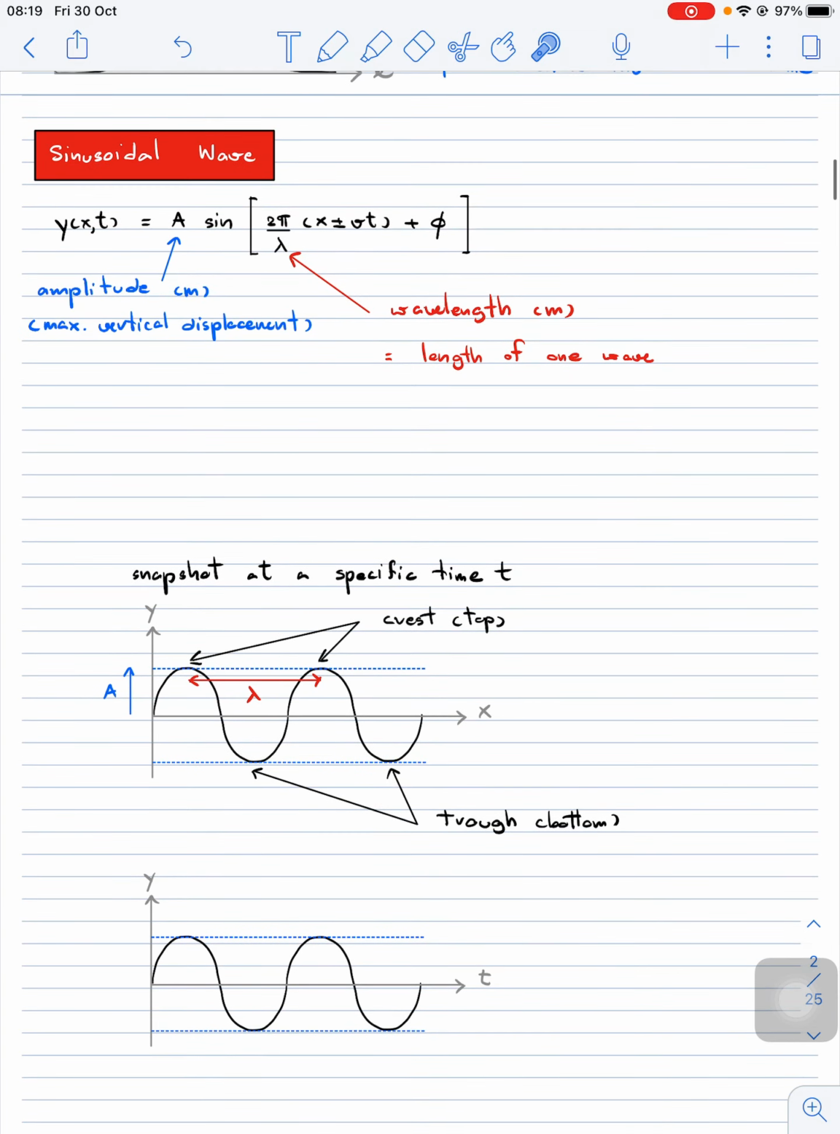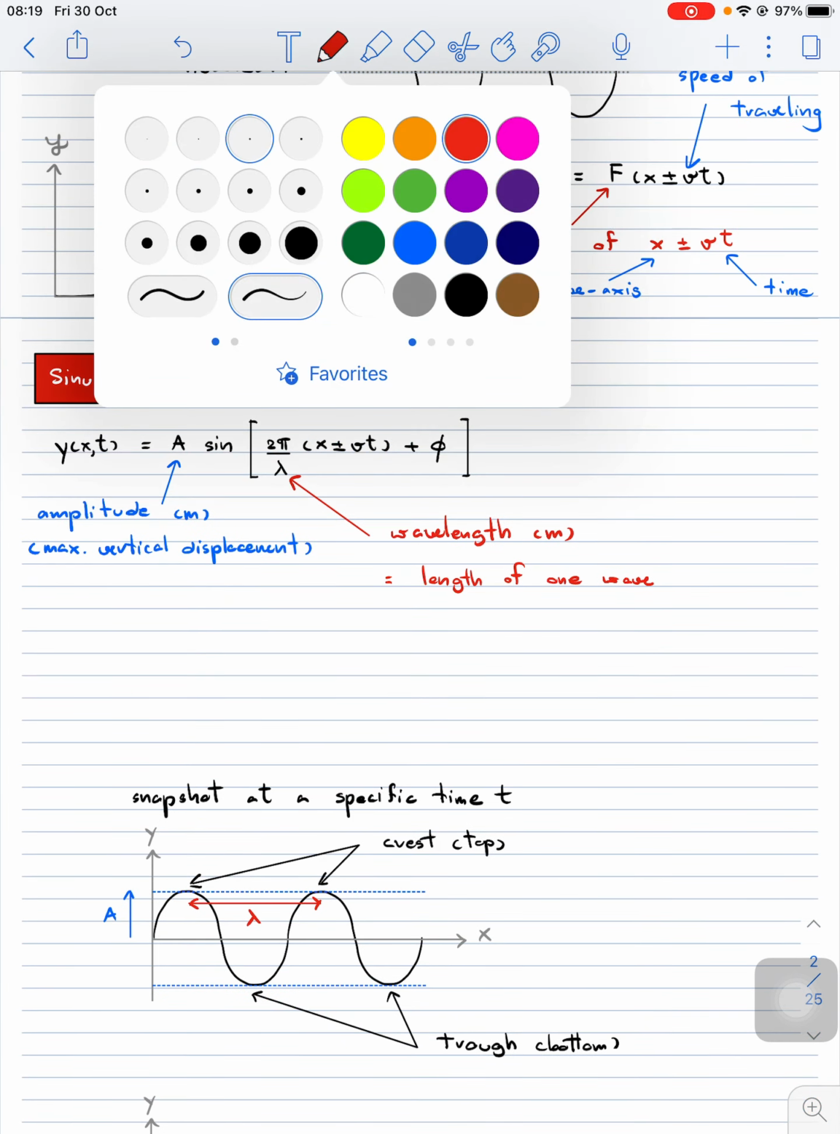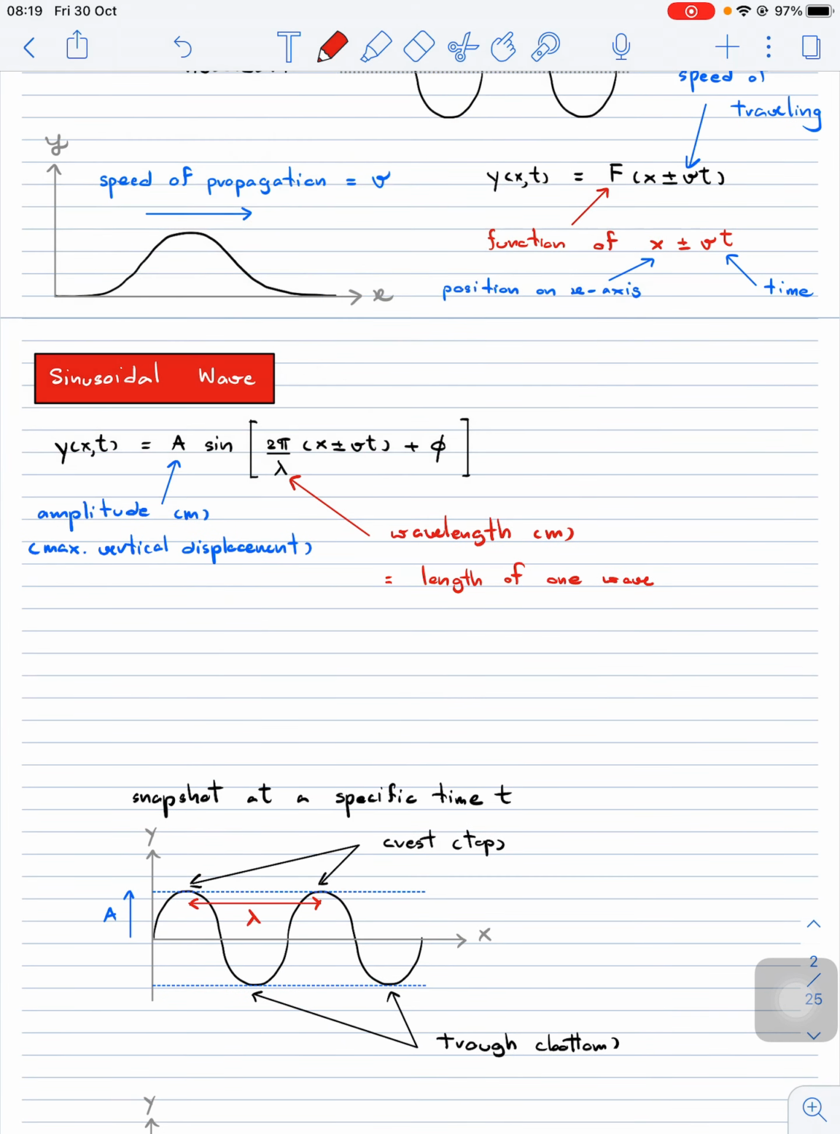So we talked about x, v, and t already. Then finally, for the phi, what is the phi? The phi here is the initial phase of the wave. It has the unit of radian or degree. So that's the unit of the phi, the initial phase.